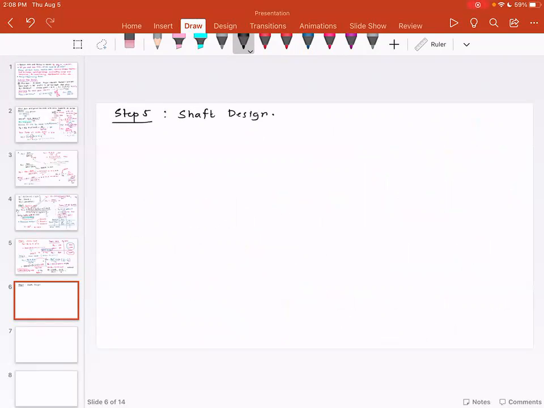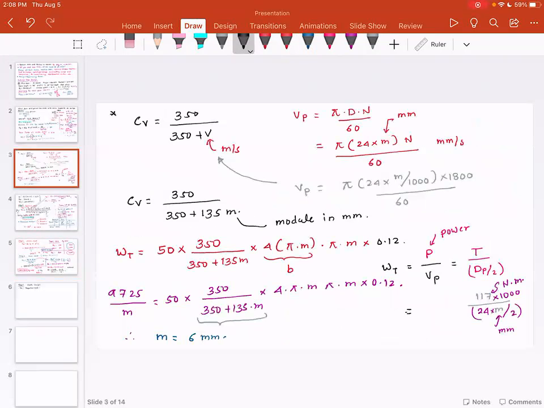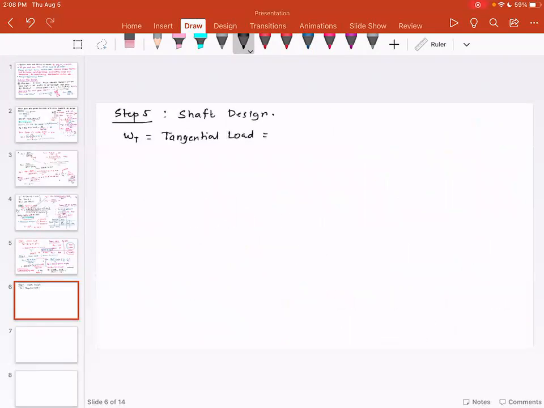So step one is, at this point, I would like to take a moment and note down what we know. We know the tangential load, and the tangential load is 9725 divided by 6. So this is the value of the tangential load.